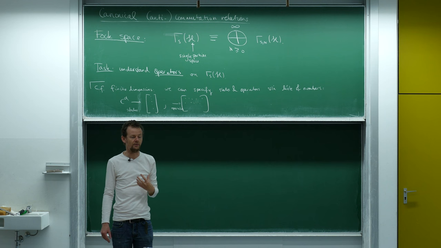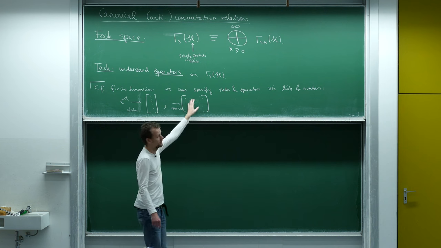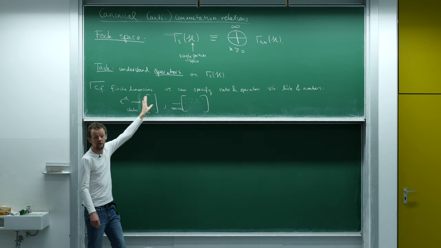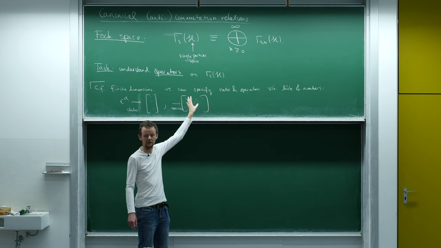So it looks bad. It looks like you need an infinite number of numbers to specify even the most simple operator. And the way we avoid this problem is we do exactly what we did for the vectors. We're going to choose a basis of operators, which we understand very, very well, and express everything in terms of this basis of operators. We commit to a basis.